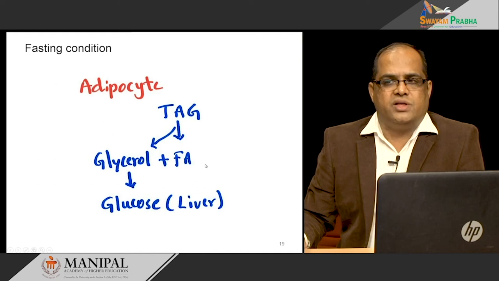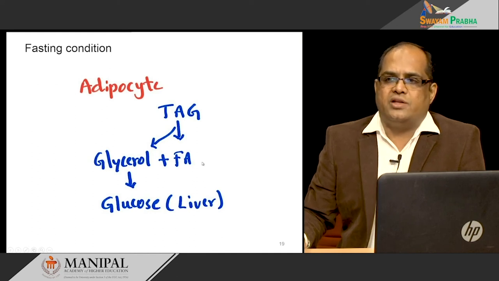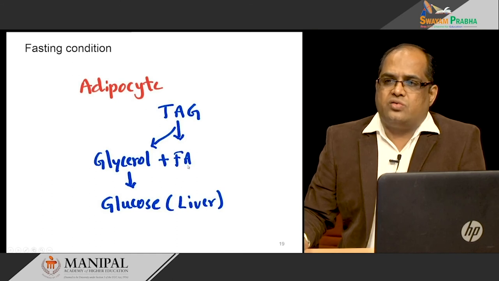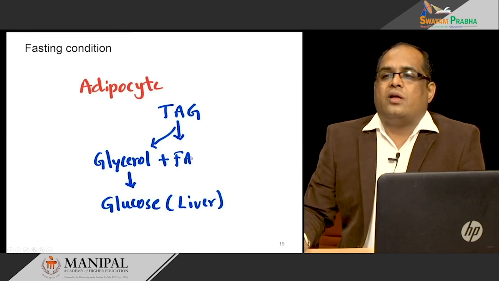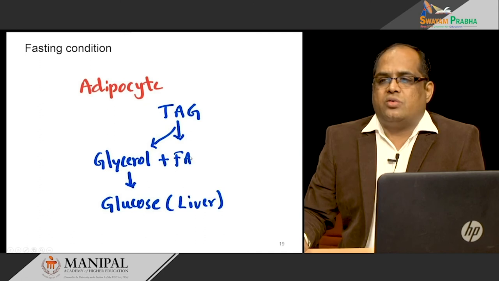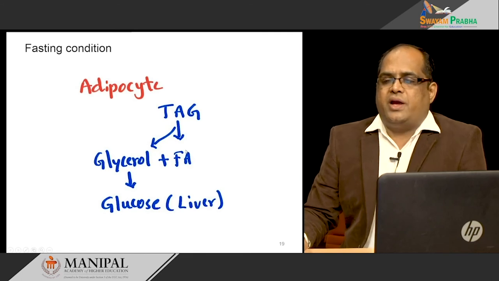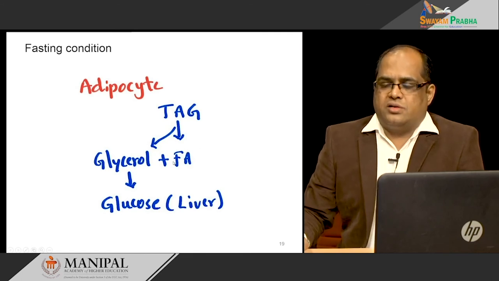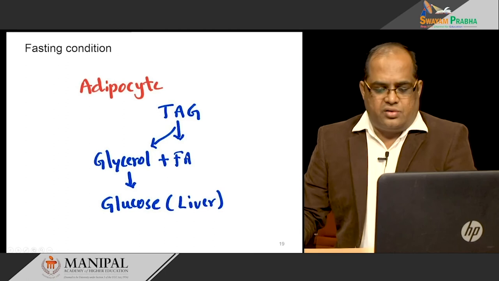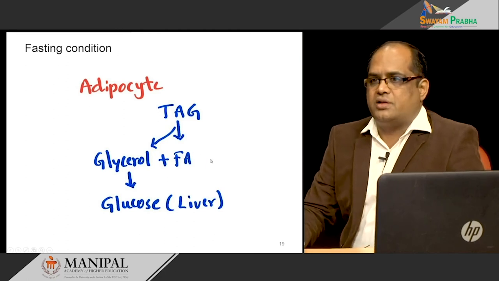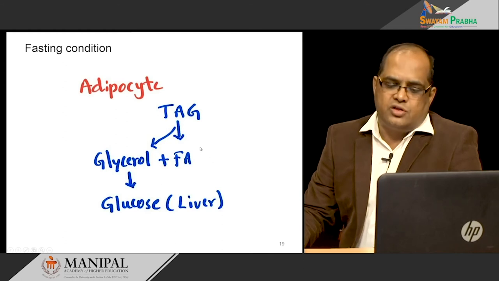Acetyl-CoA enters the TCA cycle to give energy, and the other excess acetyl-CoAs are also converted into ketone bodies, and those ketone bodies are sent into the blood, and are utilized by different tissues like heart, brain, and kidneys, and other tissues which have mitochondria. They use those ketone bodies as a source of energy.